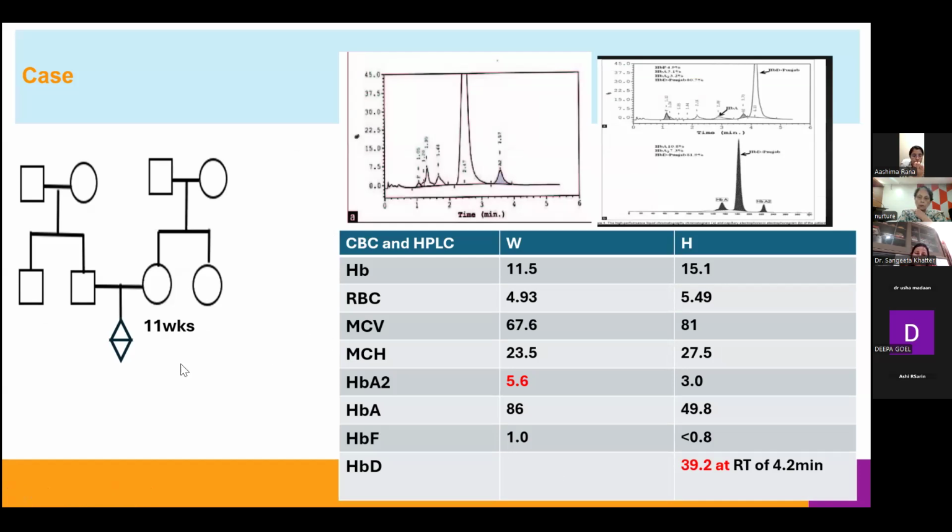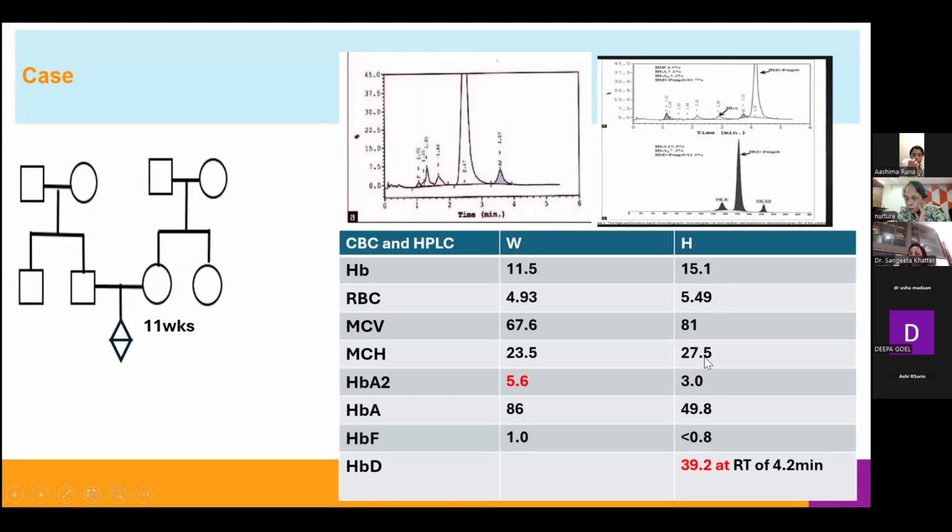So I got this referral at 11 weeks pregnancy, non-consanguineous couple, no significant family history. The wife was having HbA2 of 5.6, which relates to thalassemia minor. But the overall CBC profile is also suggestive of thalassemia minor status, because HbF is also raised and RBC is towards the higher side. And the husband was on HPLC.